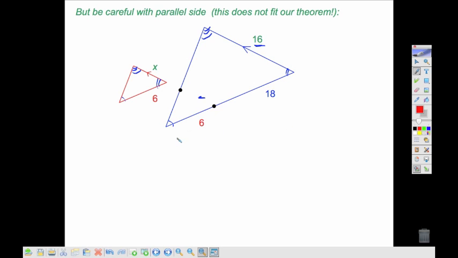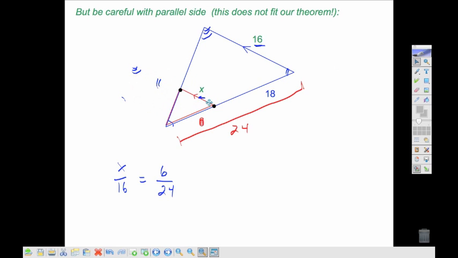What we have to be careful about if they give it to us this way is that this side is not 18, it's actually 18 plus 6, which gives us a 24. So if I'm going to set up this proportion and look for x, I would start with x, it corresponds to 16 in the larger, and the 6 is in the smaller triangle with x corresponds to 24. So we need to pay attention to that when that triangle is drawn on the inside there.